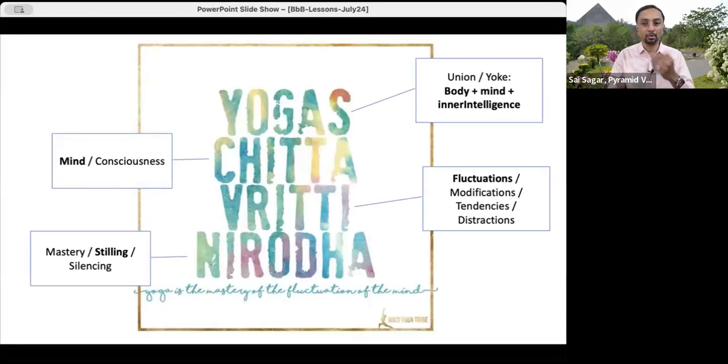We spoke about nirodha when we talked about mind. So it's nothing but the union of the mind with consciousness, with our intelligence, right? The union of ourself and our intelligence by arresting or silencing the waves of the mind. Yoga is the mastery of the fluctuations of the mind. And the Patanjali Yoga Sutras are wonderful 196 verses. I would call it a mind manual.